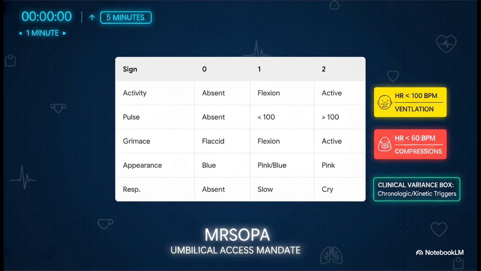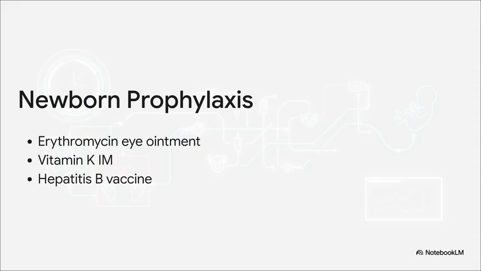If not, and the heart rate is strictly below 100 beats per minute, or if there's persistent apnea or gasping, immediate positive pressure ventilation, or PPV, via bag mask alongside SpO2 monitoring is mandated. And if the heart rate drops strictly below 60 beats per minute despite 30 seconds of effective PPV, well, you've crossed the circulatory threshold. That strictly mandates coordinated chest compressions.